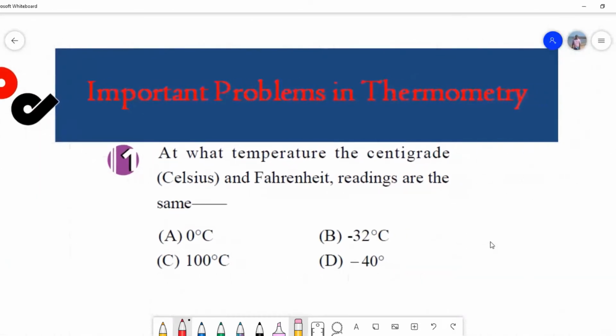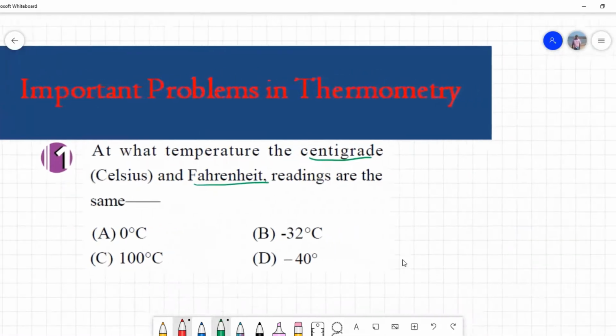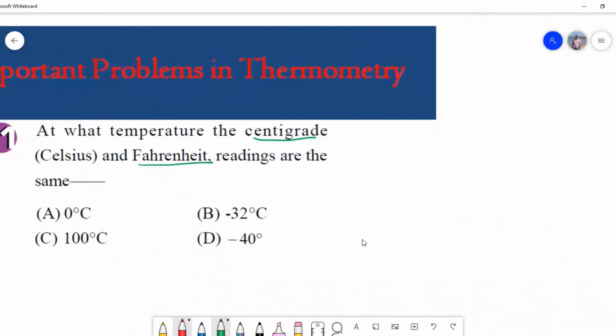The first problem, very simple and standard problem. At what temperature the centigrade scale and the Fahrenheit scale readings are the same? It's a very basic question. We all know that the relation between them is C by 5 is equal to F minus 32 by 9. Since the readings are the same, we can take C is equal to F is equal to some X. So X by 5 is equal to X minus 32 by 9.